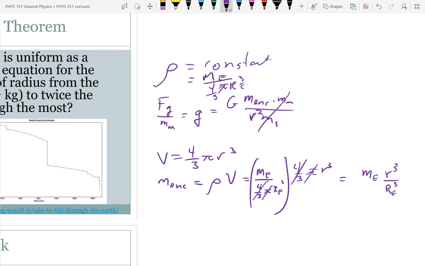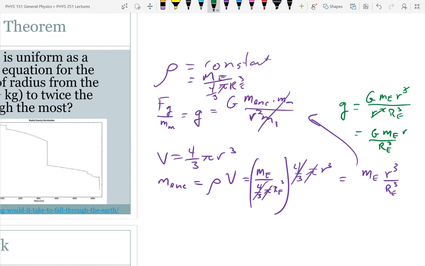to be. Put that into my equation here, and I have g is equal to capital G times the mass of the Earth times radius cubed over radius squared, radius of the Earth cubed. Cancel two of those. And there we have it, a linear change. g would just decrease linearly as you go towards the center of the Earth, which once again agrees with what Alex said.